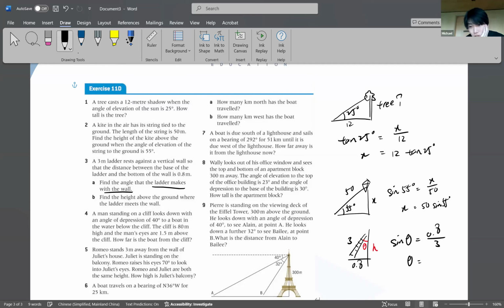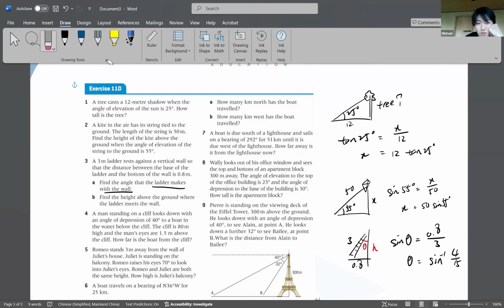It's okay, not a big deal. So sine inverse, what is 0.8 over 3? 8 over 30, 4 over 15. Okay, I don't want to write this. This is not good math notation, right? You're having a decimal inside a fraction.